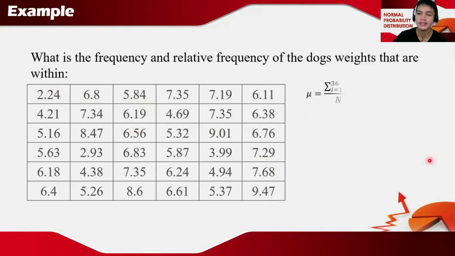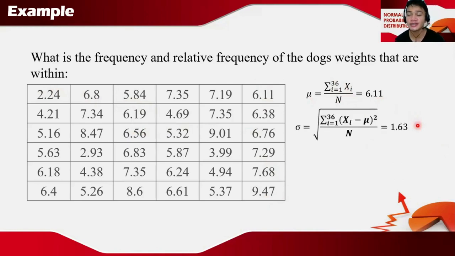When we get the mean, we just get the total of the weights divided by the number of dogs. In this case, there are 36. So it will give us 6.11. And for the standard deviation, we just get the square root of our variance. It will give us 1.63.